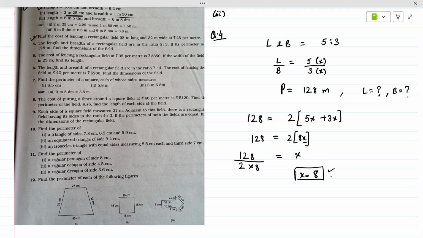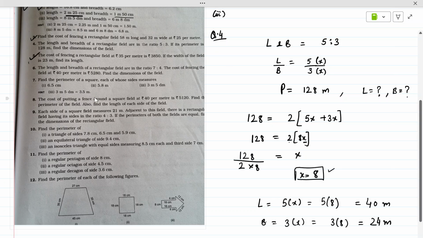Now, what is the length and what is the breadth? Length is 5 times of x, that is 5 into 8, 40 meters. Coming to breadth, it is 3 times of x, that is 3 into 8. This is equivalent to 24 meters. Okay, so this is how we have to do this question. This is an important question.